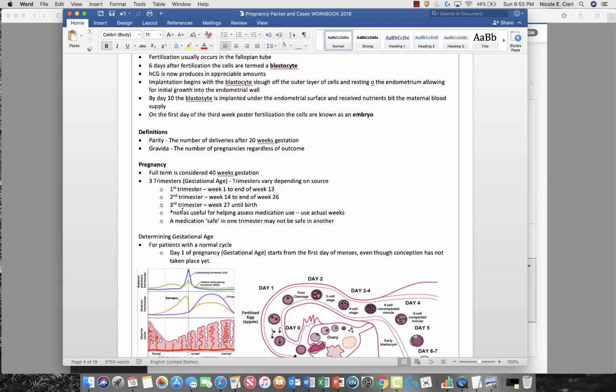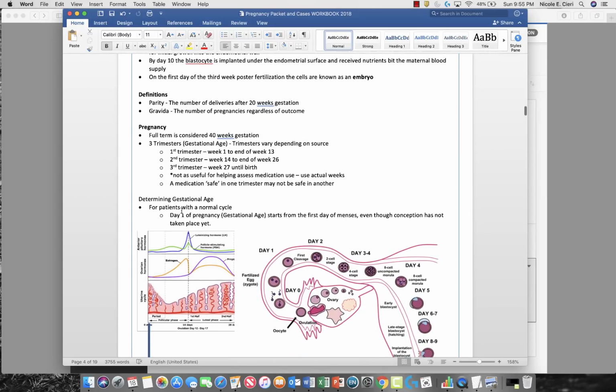Sometimes how patients describe what trimester they're in will help us determine the medication's effect within that trimester, so it's helpful to know the actual weeks. And then medication safety does vary from trimester to trimester based on what's developing within the fetus at that time, so this might not be the same from trimester to trimester for the same medication.